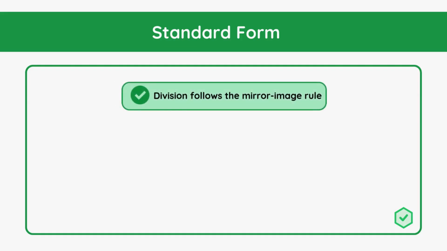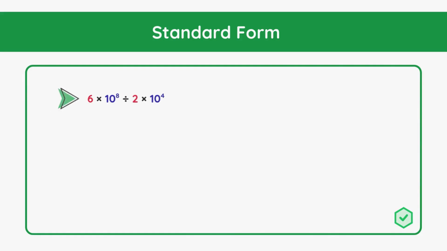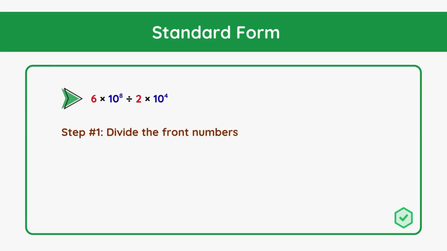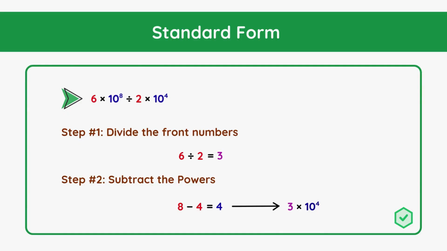Division follows the mirror image rule. You divide the front numbers and you subtract the powers. Take 6 times 10 to the power of 8 divided by 2 times 10 to the power of 4. Divide the front numbers. 6 divided by 2 is 3. Subtract the powers. 8 minus 4 is 4. So the answer is 3 times 10 to the power of 4. Straightforward. And just like with multiplication, there's a case to be careful with.